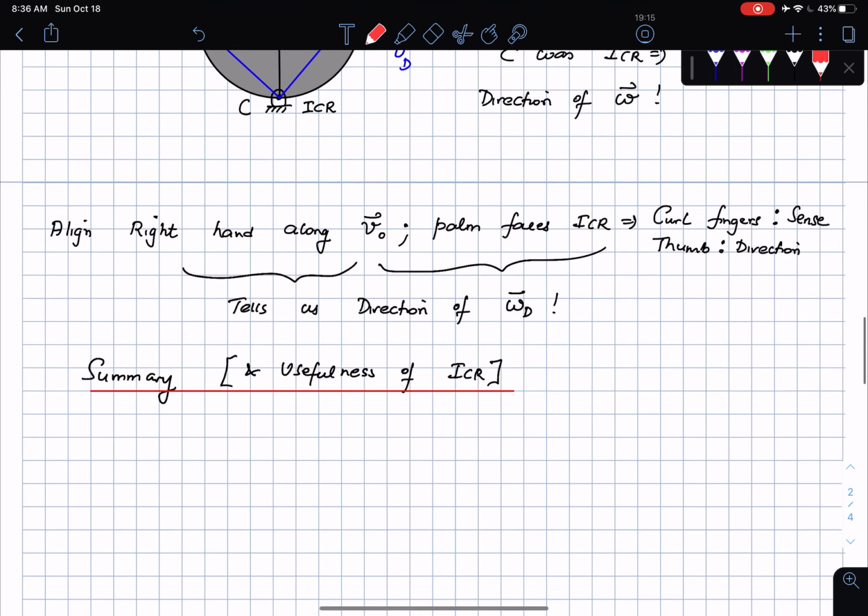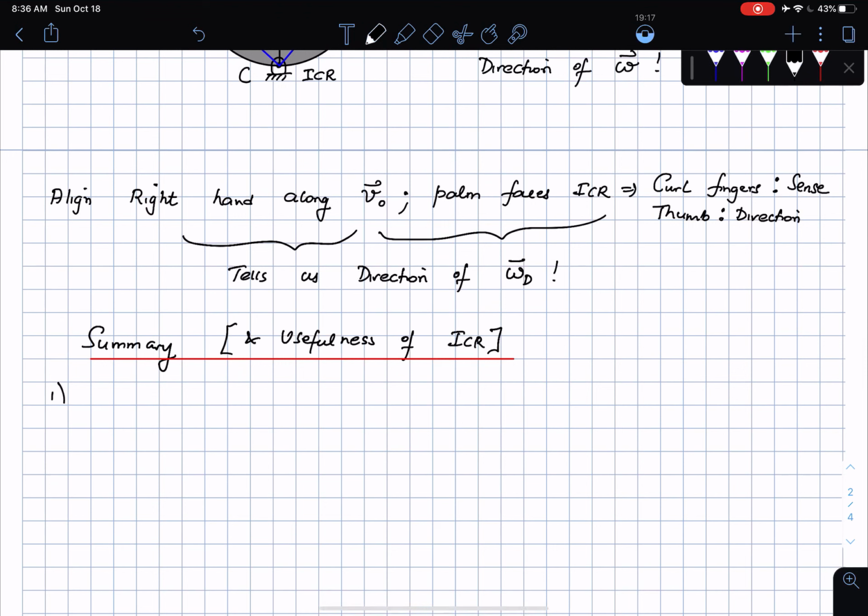So first point is the following. Okay, at any instant in time, at that instant in time, ICR is a point on or outside the body.